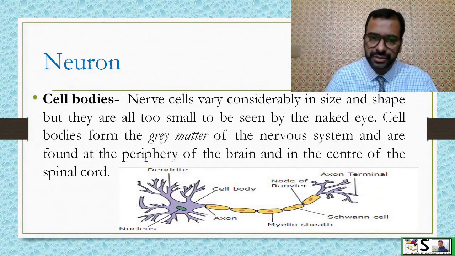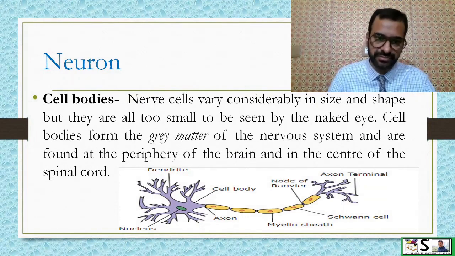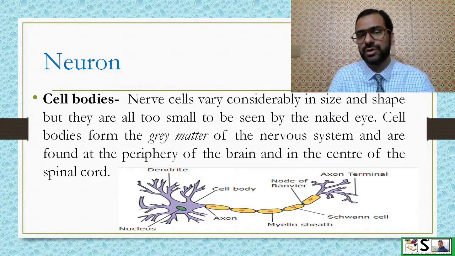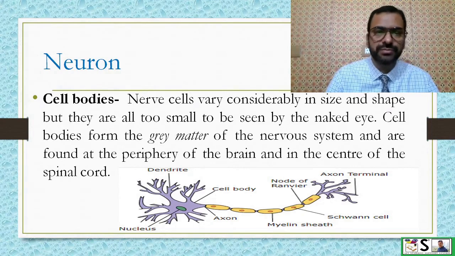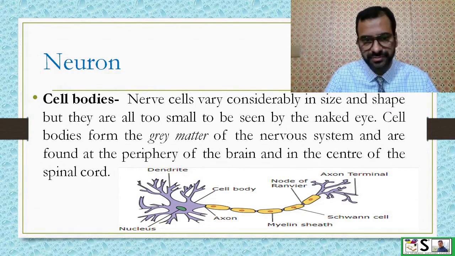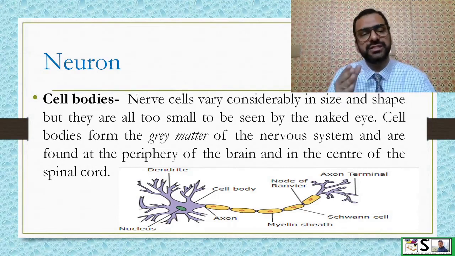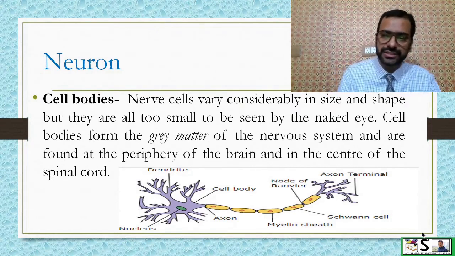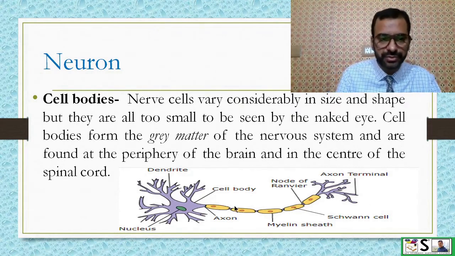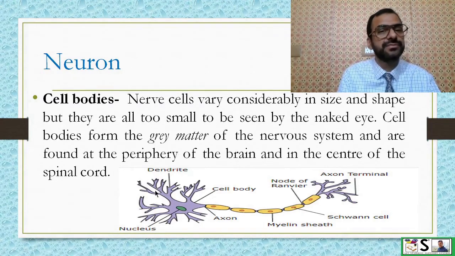Cell body. Nerve cells vary considerably in size and shape, but they are too small to be seen by the naked eye. Cell bodies form the grey matter of the nervous system and are found in the periphery of the brain and the centre of the spinal cord. So this is the structure of a neuron. Here one part is the cell body, this is the axon and these are dendrites.